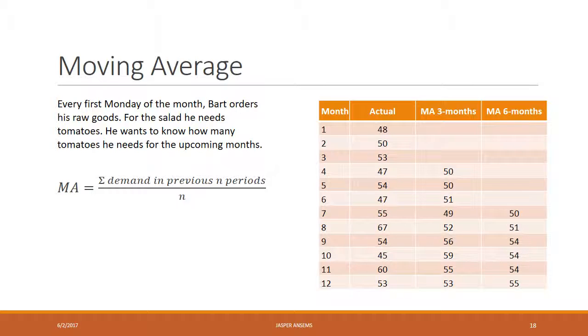So we take the first 3 months of the year, 48, 50 and 53, we put them together and we get 151, and we divide it by the total months we just added up, which is 50. Well, actually 50.3, but because it's whole tomatoes, we can't order 1/3 of a tomato, so 50. And we also did that for a moving average of 6 months. When we add the first 6 months we get 299, divided by 6 is also 50.